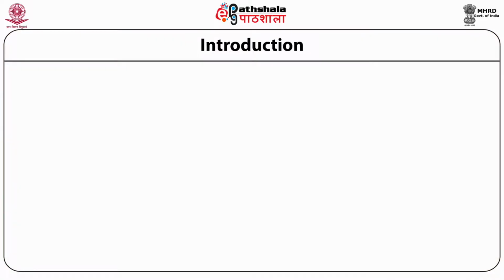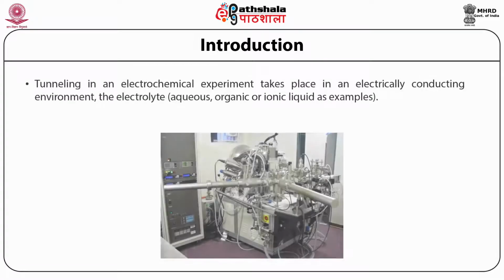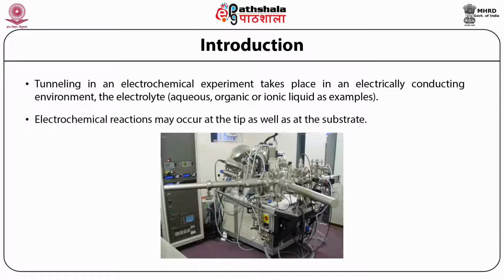Here we have been talking about the scanning tunneling microscope, and the introduction of this would be to start with what tunneling is and how one goes about it. Tunneling is an electrochemical experiment that takes place in an electrically conducting environment. The electrolyte, which is normally aqueous or organic or an ionic liquid, for example, is used here. Electrochemical reactions may occur at the very tip as well as at the substrate. This is what one finds in the introductory part of this.